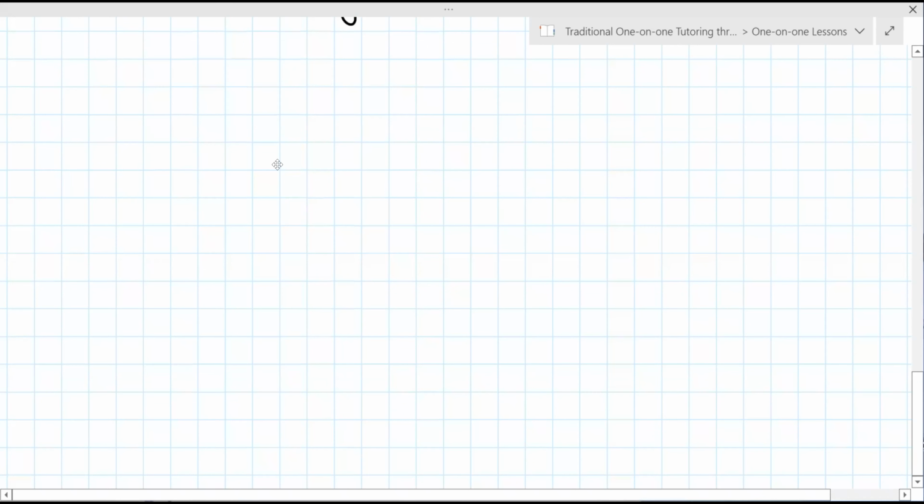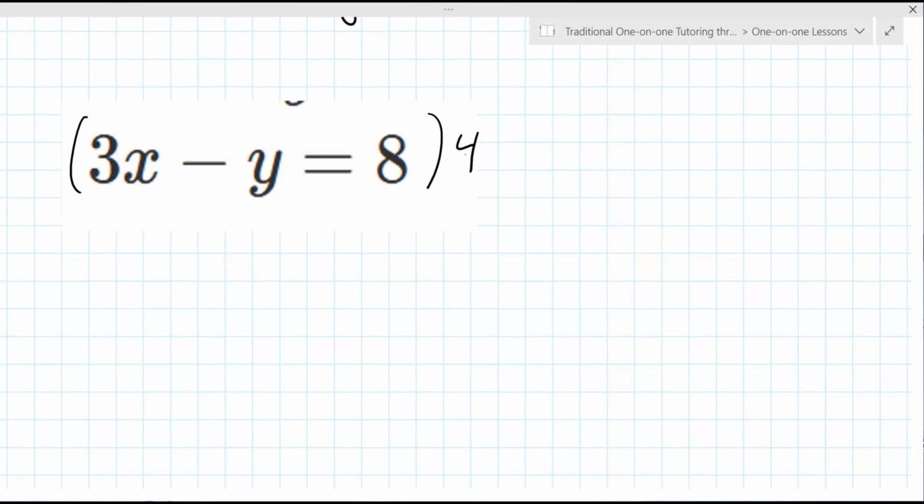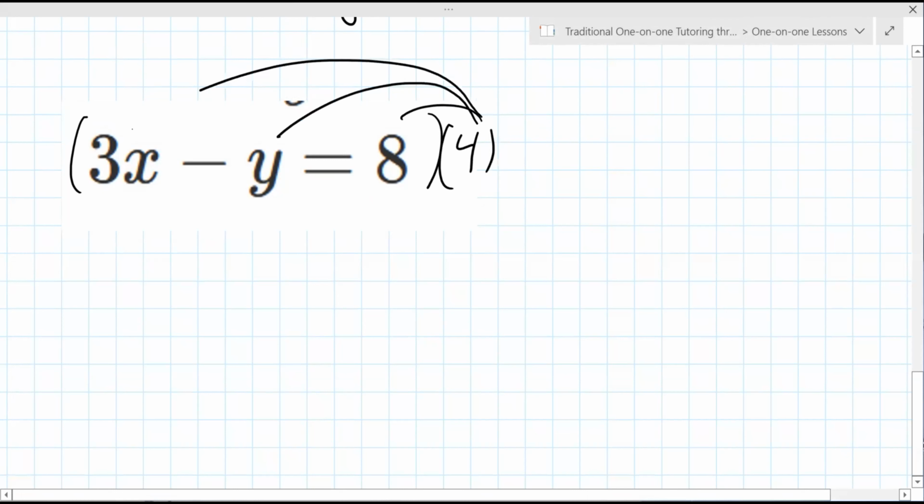All right, so here's what I want you to do. I want you to multiply this equation by 4. I'm going to give you a minute or two to figure that out on your own. You can write it down. You can tell me whatever you want to do, but please multiply every single thing in this equation by 4, please.